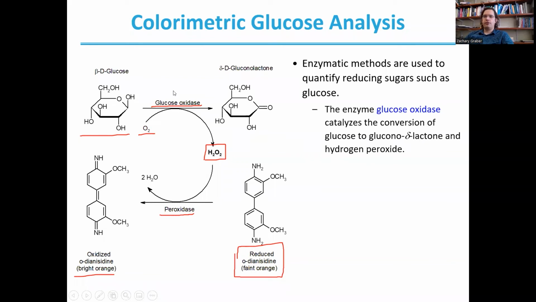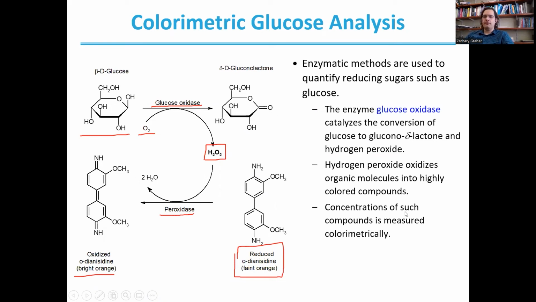So we convert to our lactone and our hydrogen peroxide, and we use that hydrogen peroxide to create highly colored compounds that we can then measure colorimetrically. So in lab, for example, you would just put your glucose into a cuvette and you could measure it in your standard spectrophotometer. Of course, in most medical settings, you would have that measurement occurring within a standalone device that would be used to measure that glucose concentration directly.